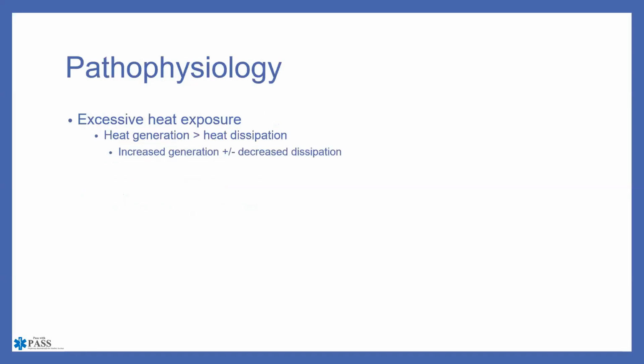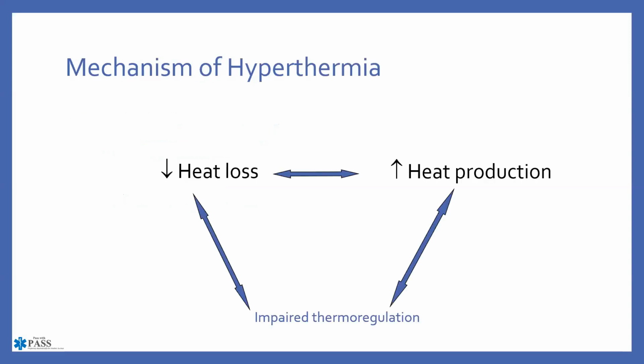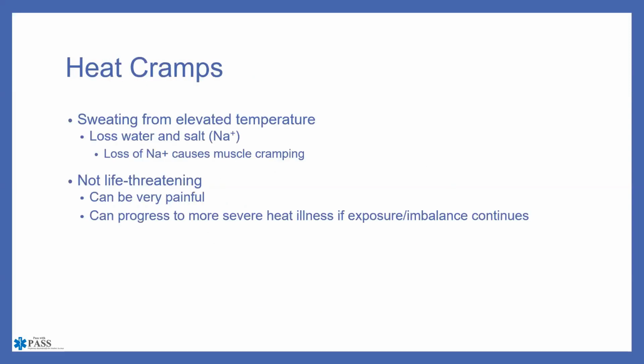Excessive heat exposure, basically what happens here is heat generation is greater than heat dissipation. So your body is taking on heat quicker than it can get rid of it. So we need to try to tilt that scale if we're able to do that. And this is just another example of if I have decreased heat loss and increased heat production, and that's all done through impaired thermoregulation.